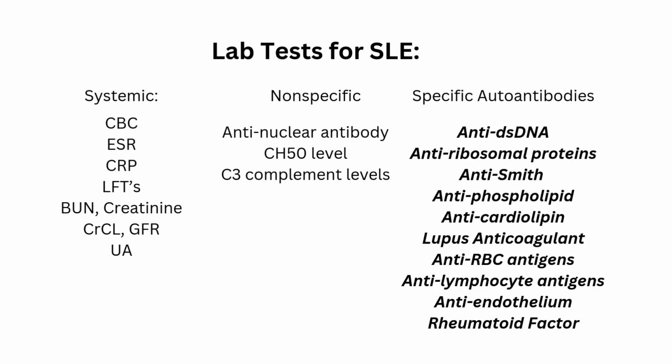Specific autoantibodies against nuclear DNA, RNA, ribonuclear proteins, and phospholipids are detected in patients with lupus, as listed in the column to the right.